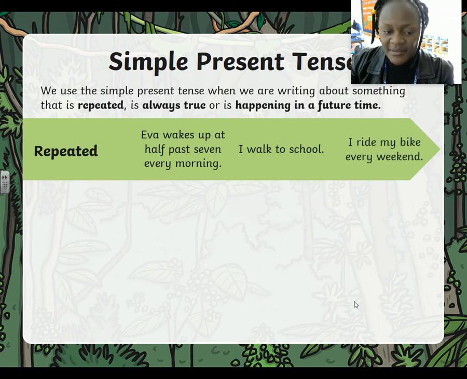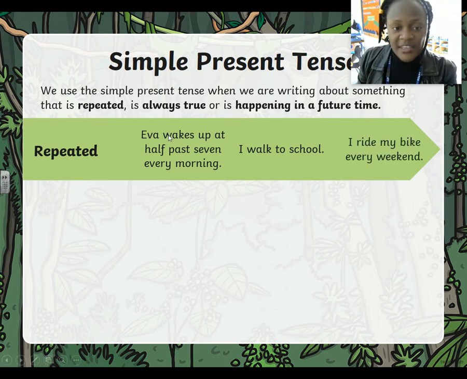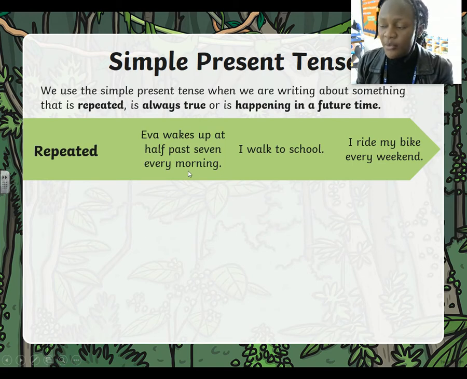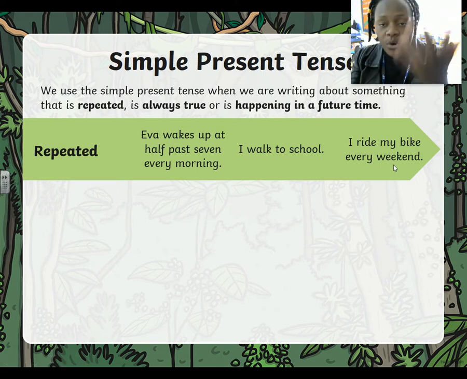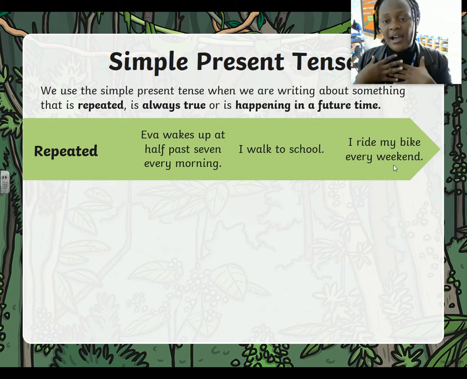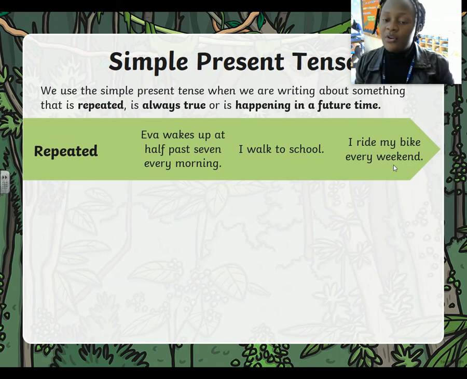Something repeated. For example, Eva wakes up at 7:30 every morning. I walk to school. I ride my bike every weekend. This is something that is always happening. Every morning, Eva wakes up at 7:30. I come to school walking every day, or I ride my bike every weekend.